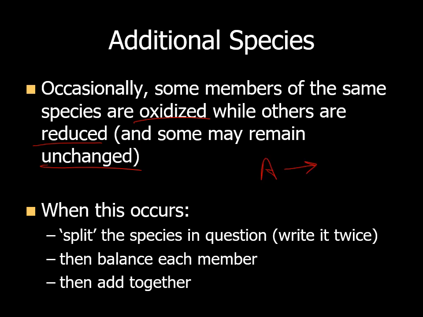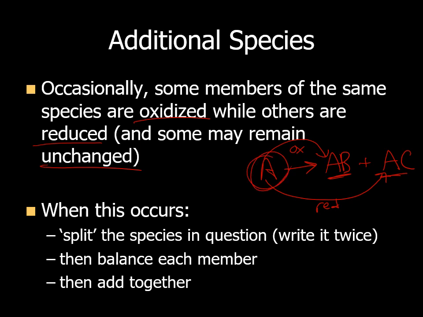How we're going to deal with this is, imagine we had species A and it goes through a reaction and forms something that has A in it that has been reduced, plus maybe something else that has A, so maybe it gets combined with B, and maybe this other A gets combined with C. So one might be going through an oxidation and the other a reduction, because you're making two different products out of the same species. What we're going to do is call this an additional species.